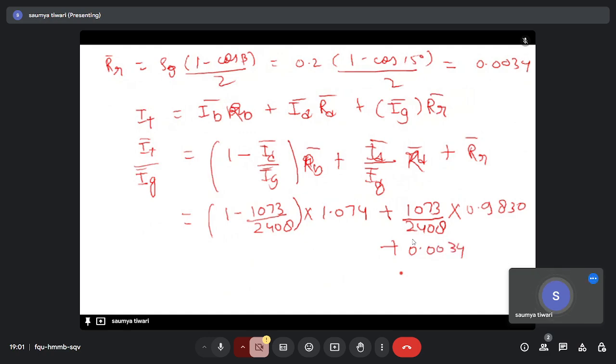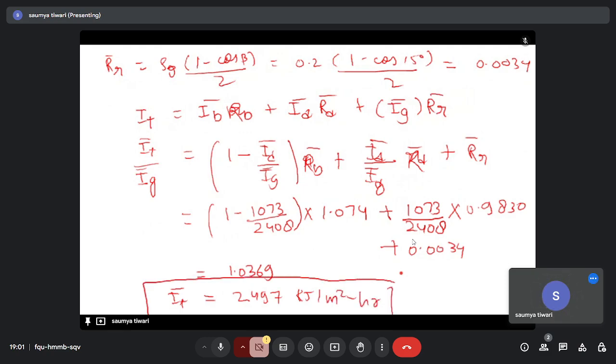If you solve this, you'll get 1.0369. Now for the IT value, you'll just multiply it by IG bar and you'll get the value of 2497 kilojoule per meter square per hour. So this is your required answer. Okay.